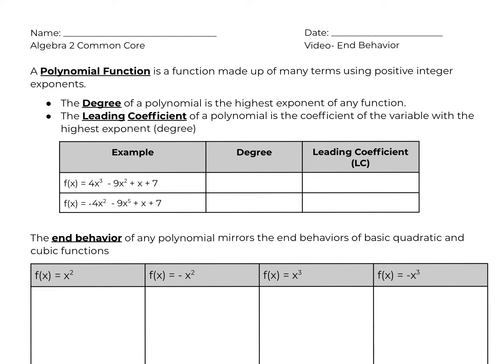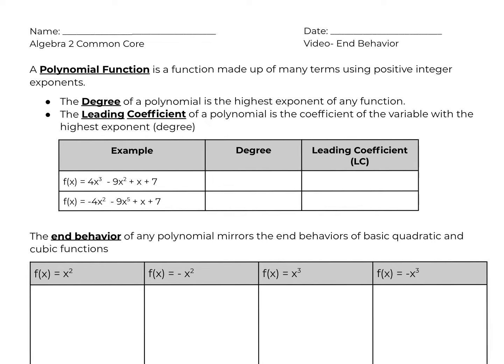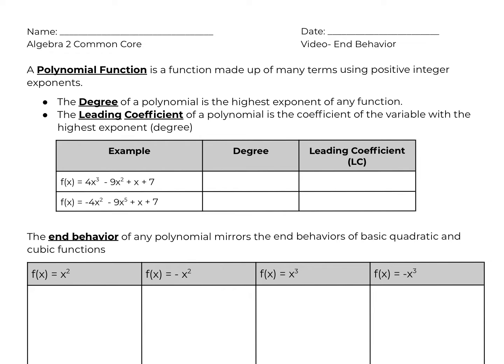Hi everyone. In today's lesson, we're going to talk about a concept called end behavior. So a polynomial function is a function made up of many terms using positive integer exponents. The degree of a polynomial is the highest exponent of any term, and the leading coefficient of a polynomial is the coefficient of the variable with the highest exponent or degree.